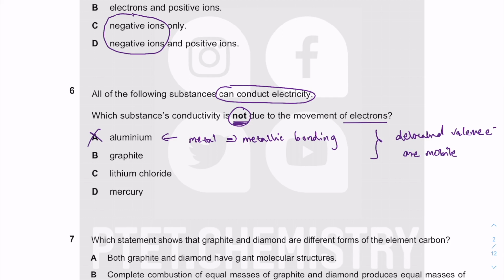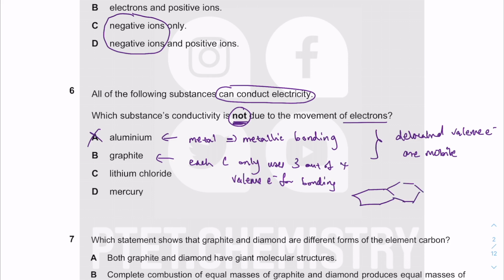All right, graphite is to do with each carbon only using 3 out of 4 valence electrons for bonding to 3 other carbon. You should know the structure of graphite. Just freehand draw the hexagon, and you should be able to appreciate the diagram. Yep, I think my hexagon is fine. So each carbon is bonded to 1, 2, 3. Each carbon in the graphite layered structure is bonded to 3 other carbon.